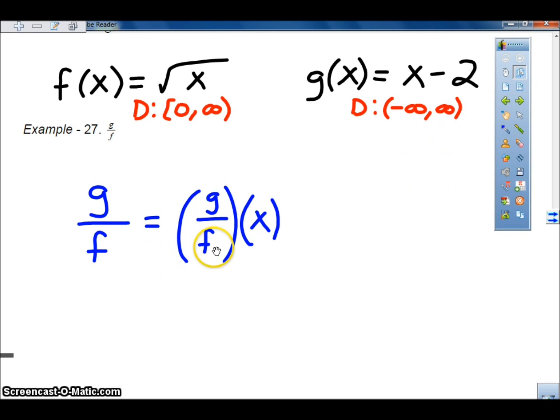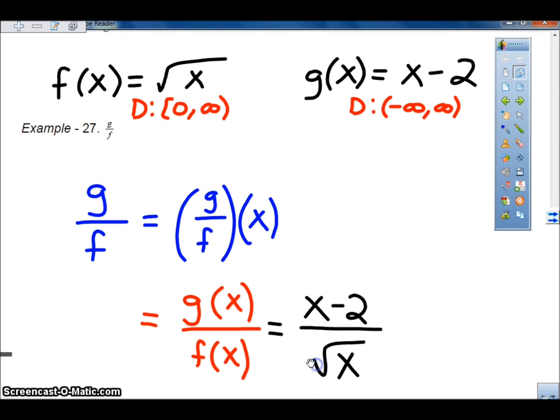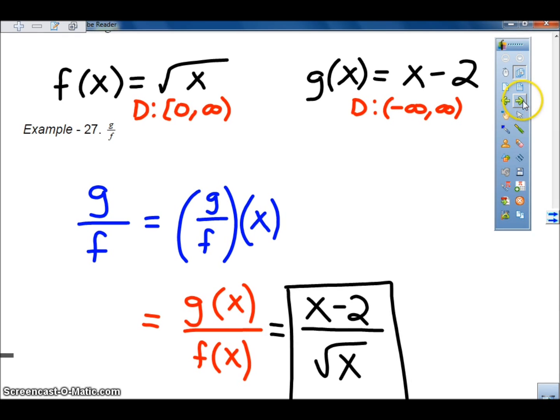All right, so g over f of x, by definition, is equal to g of x over f of x. And I guess I got a little bit ahead of myself here. So what we're going to do is replace g of x with x minus 2, because that's what g of x is equal to. And we're going to replace f of x with the square root of x. And so it'll look like this. And again, there's really not much we can do here to simplify. You could rationalize the denominator, but for the purposes of this exercise, it's okay to just leave the square root in the denominator, right? And so that's our final answer. That's what g over f is equal to.